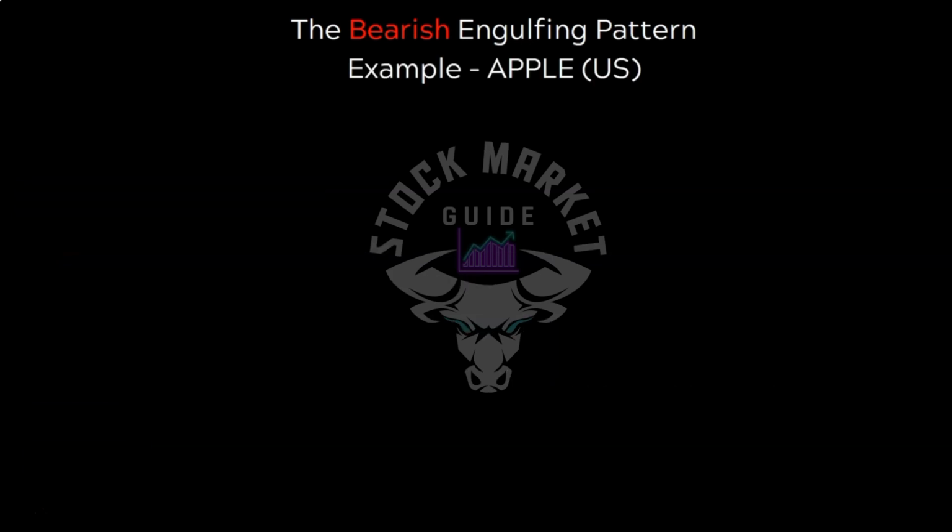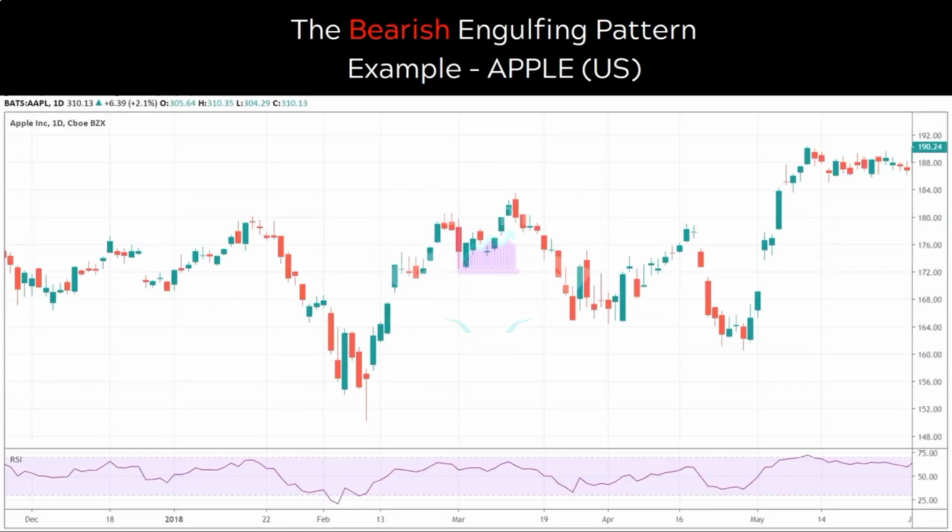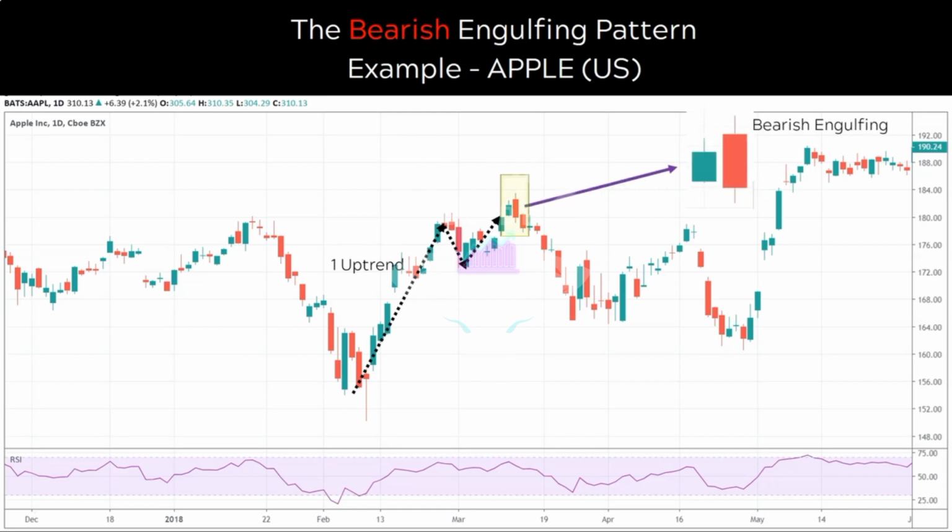Let's see the application of the strategy with the help of this chart. This is the chart of US stock Apple, and as you can see, the trend is up here. After reaching this resistance level, the price retraced down, but again the uptrend continued. As you can see, this is followed by the formation of a bearish engulfing pattern, and the stock is again testing this area of resistance.